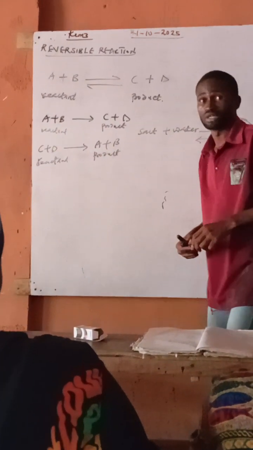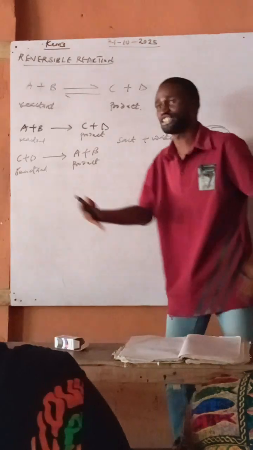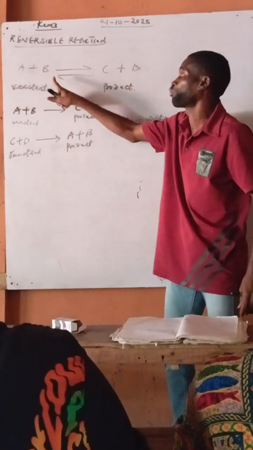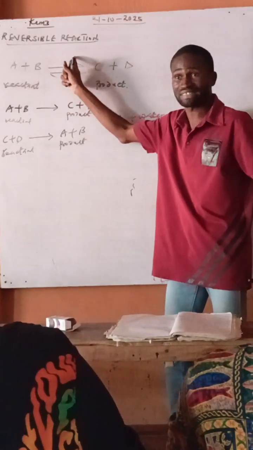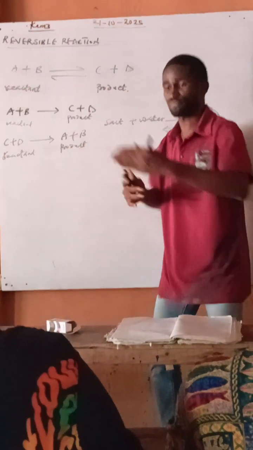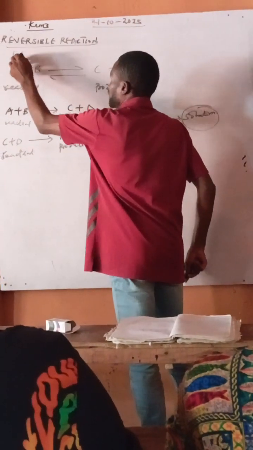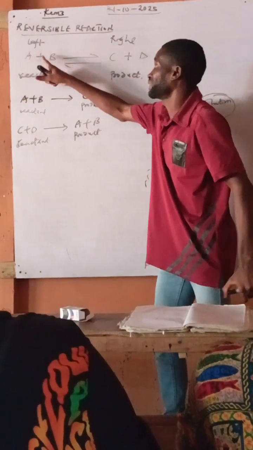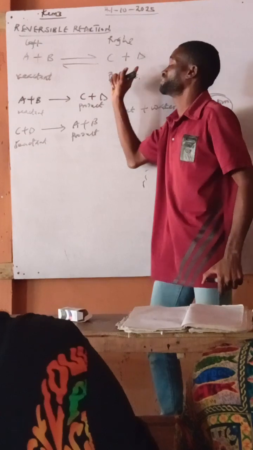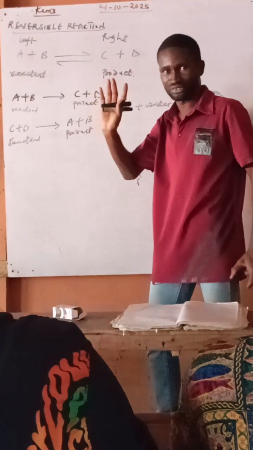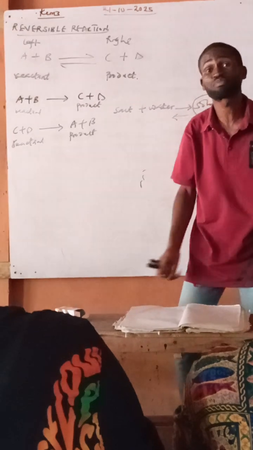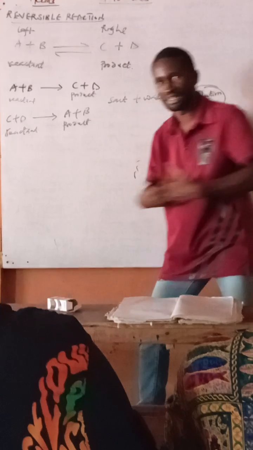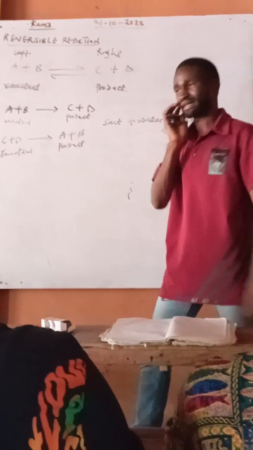Are you with me? So I started with A plus B. When I reacted the substances together, I formed C plus D. Now every reversible reaction must have this arrow: one going forward, from left to right. So here is left, and here is what now? Right. So the arrow going from left to right, and another one going from right to left. Do you understand it? So a reversible reaction is a type of reaction that proceeds in both directions. I can go to the right, and after which I can also come back to the beginning. Do you understand it? Okay, right. Please pause.